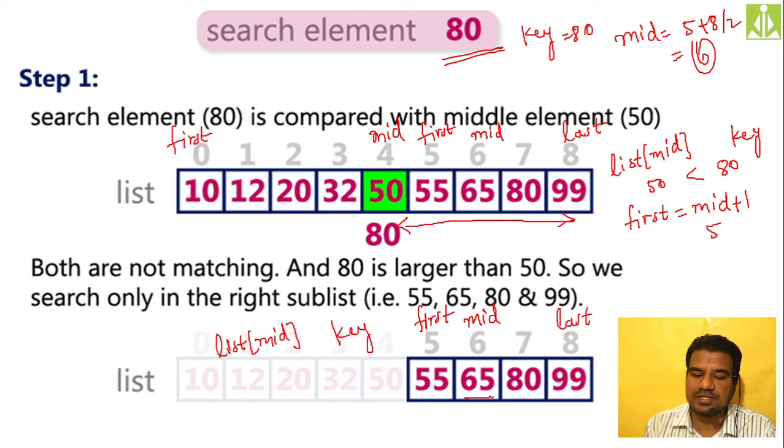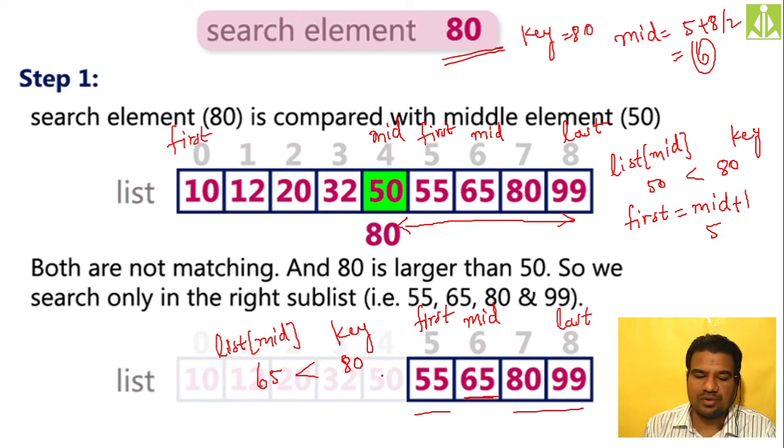This particular thing, list of mid, is 65. And what is the key value now? Key value is 80. Again, it is still greater. So what do we have to do? We have to focus. This mid is dividing the list into one element, two elements, like this. So we have to focus only on these two elements, because we confirmed that the key value is greater than list of mid. So we have to focus on this only.